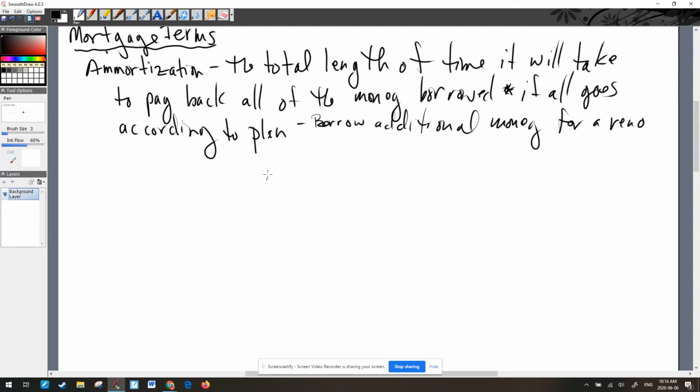So next time when you go to renegotiate your mortgage, and we'll get to that in a second, you might borrow more money. And so instead of increasing your payments, which you could do, you might just say, well, I know in theory I've only got 15 years left on my mortgage, but I'm going to borrow some extra money, so I'm going to have to extend how long it's going to take. So then you refinance your mortgage and you do it for another 20 years. Okay, so you can borrow additional money for a reno.